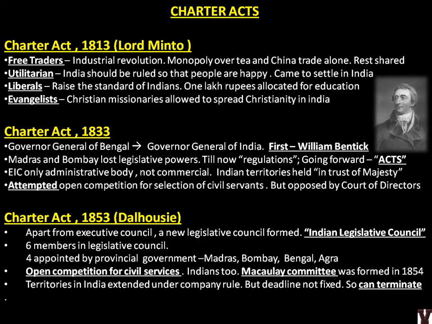Territories in India were extended under company rule, but the deadline was not fixed, so it could be terminated. In the last Act of 1833, all trading rights were gone and the East India Company was only an administrative body, but at least they were administering certain territories for a certain time. Now in 1853 they said there is no deadline. What does it mean? It can end at any time. They can terminate the East India Company altogether.